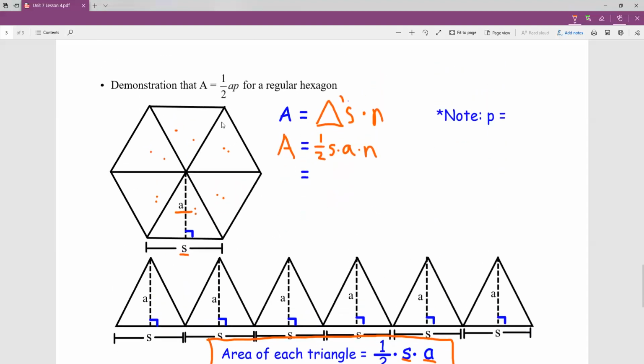Now, what I want you guys to notice is that in this picture, if each of these sides has a length of S, what's going to be the whole perimeter? Well, it's going to be 1, 2, 3, 4, 5, 6. It's going to be 6S, right? So the perimeter really is just equal to the length of the sides times the number of sides. So I can take this S and this N and combine them into one variable P. So I can condense this formula into what we have before, just 1/2 apothem times perimeter.